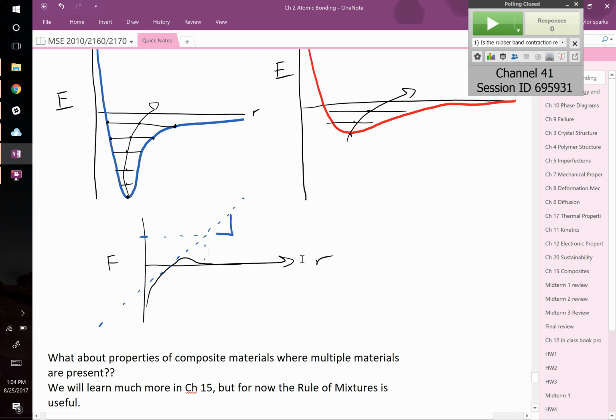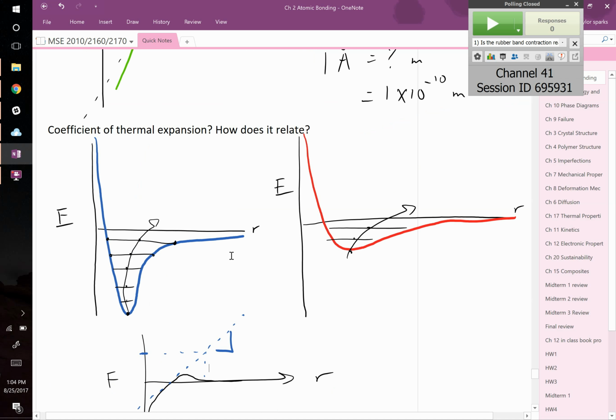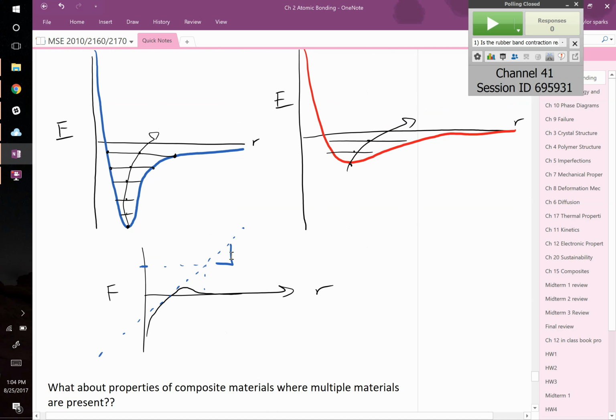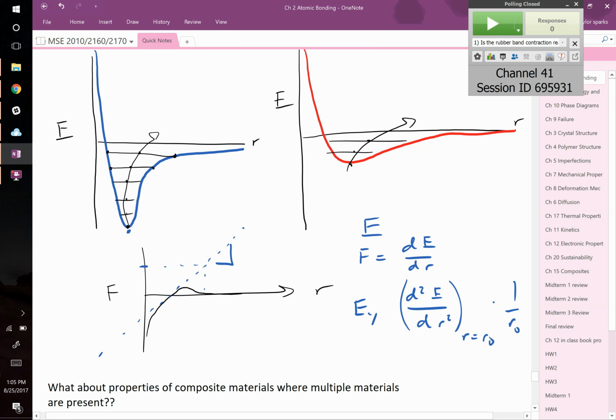Now, how do you relate this? Again, this was a ceramic and a polymer. Which one do you think would be stiffer, a ceramic or a polymer? Ceramic is definitely stiffer, right? And this point at the bottom of this potential well corresponds to r naught, right? So if you remember something about energy, we said that you had your energy function, and we said that F equals dE/dr. And then Young's modulus was basically you take that derivative again. You're doing d squared E/dr squared, evaluating that at r equals r naught, and multiplying it by 1 over r naught. But you're basically taking the derivative twice.